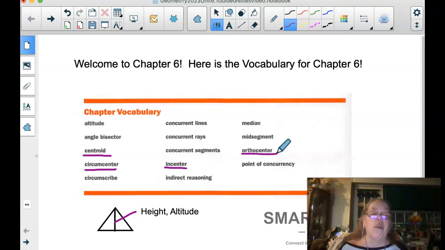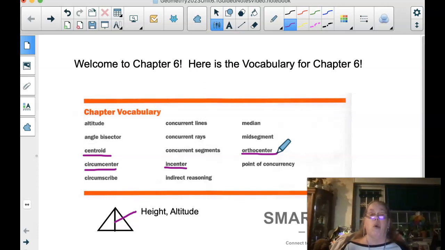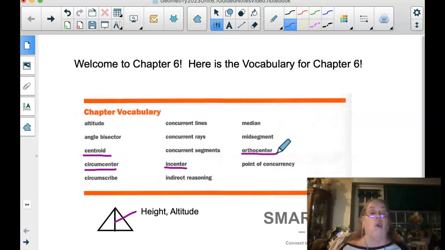The centroid is where the medians meet. The median of a triangle connects a vertex to the midpoint of the other side. It doesn't necessarily have to be straight. The orthocenter is where all three altitudes in a triangle meet. The incenter is where the angle bisectors meet. And the circumcenter is where the perpendicular bisectors meet. Don't worry, we will be going over all of that again.